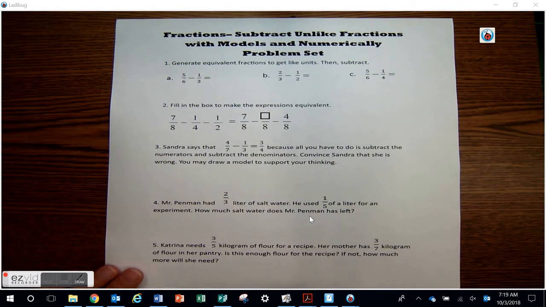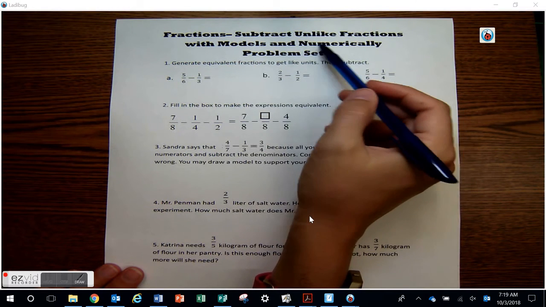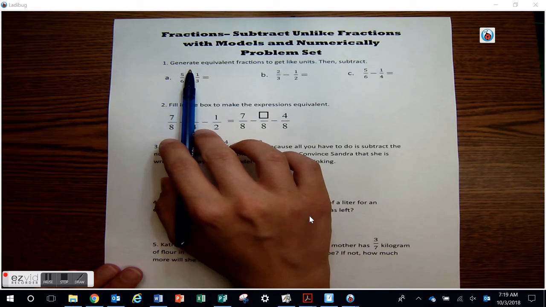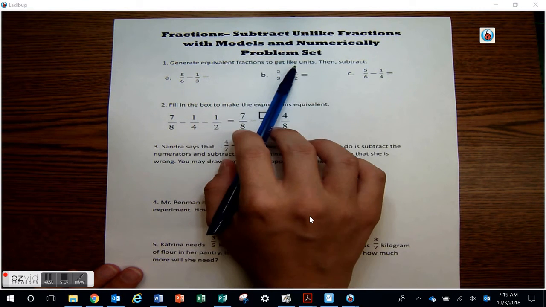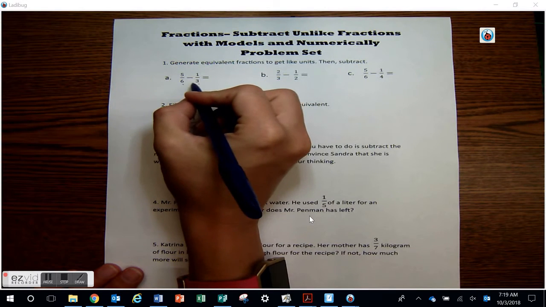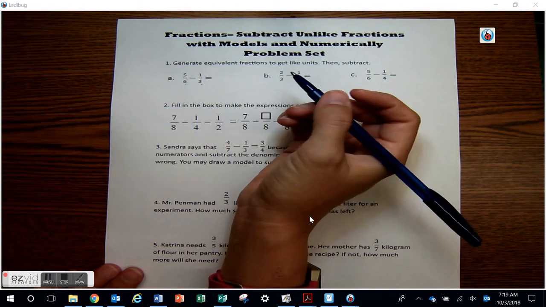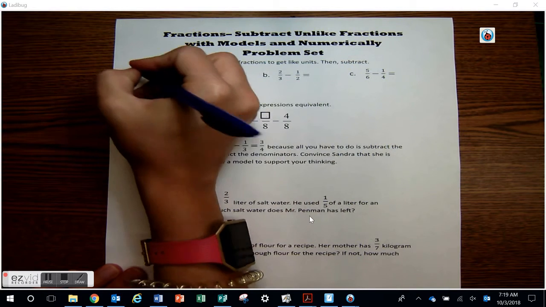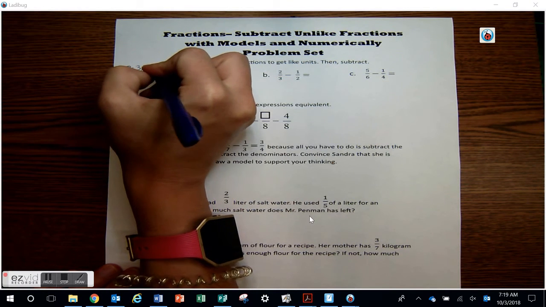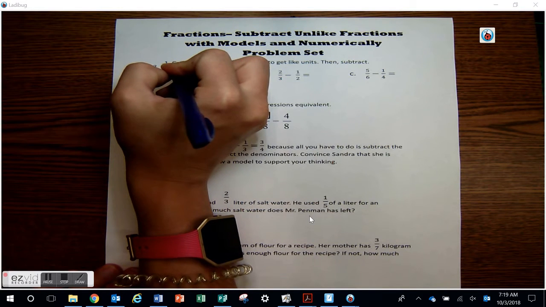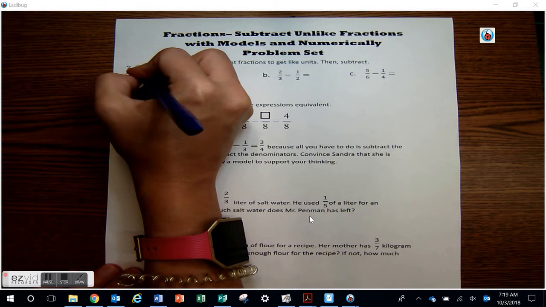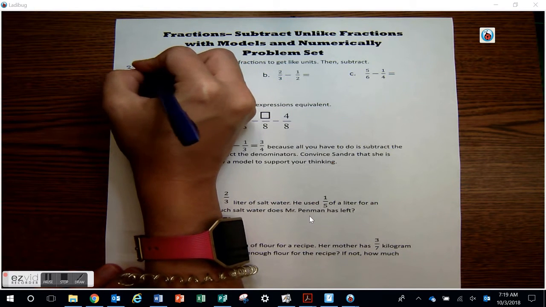Okay, let's look at our problem set for subtracting unlike denominators and unlike fractions. Generate equivalent fractions to get like units, then subtract. So what common denominator could I use here? Well, here I could see that 3 can multiply to be 3, 6, 9, 12, 15, so on. 6 can multiply to be 6, 12. Oh, I already found a common denominator of 6.